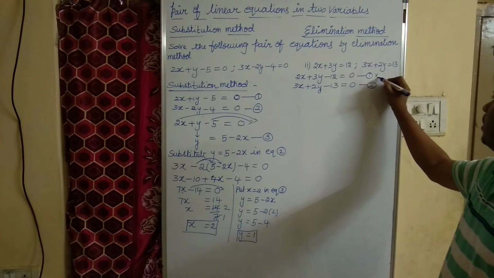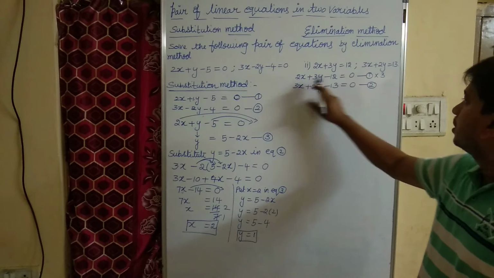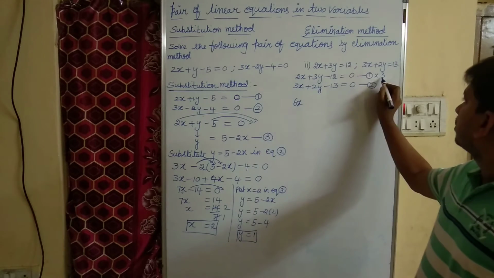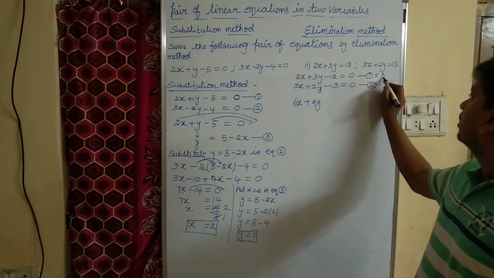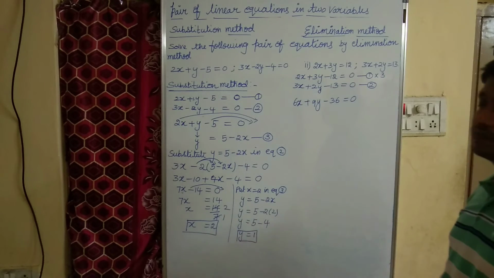What I want to do, let us multiply equation number 1 into 3. If I multiply into 3, 3 into 2, it will become 6x. If I multiply 3 into 3, 3 3s are 9y. If I multiply 3 into 12, 3 12s are 36, that is equal to 0.